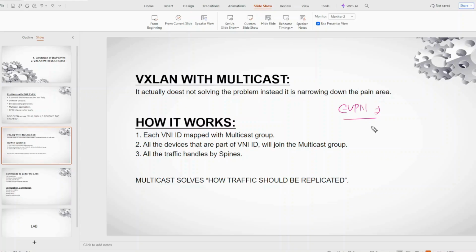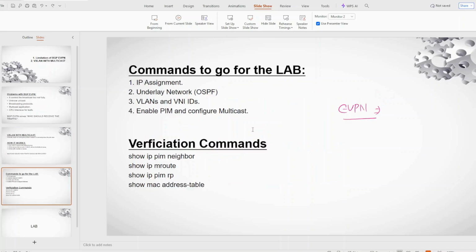I hope this is clear to everyone. Now let's proceed with the lab. In order to create the lab, we first need to do the IP assignment on all the devices, which we have already done in the first lecture. Second, we'll create an underlay network, and for our lab we are using OSPF from scratch, and we'll be using OSPF in today's lab as well.